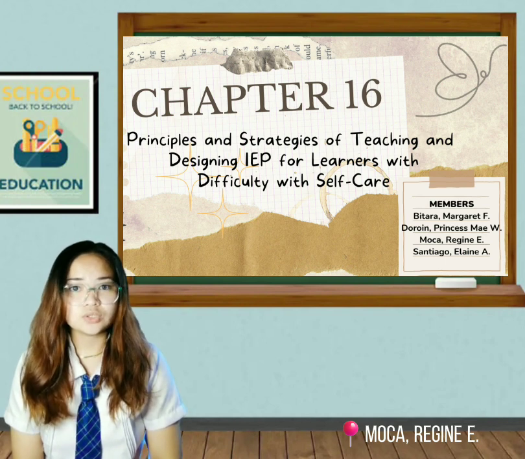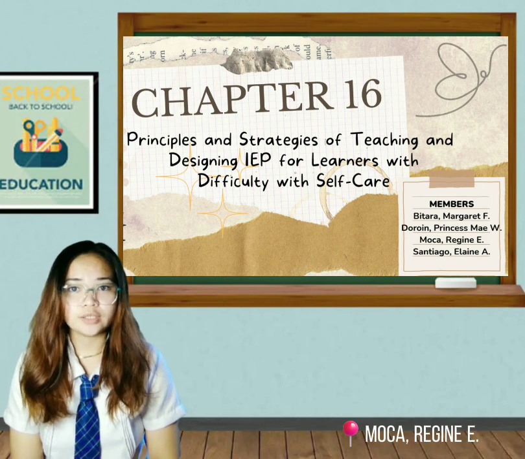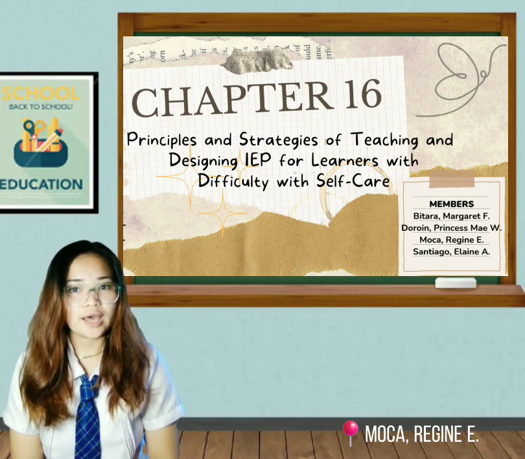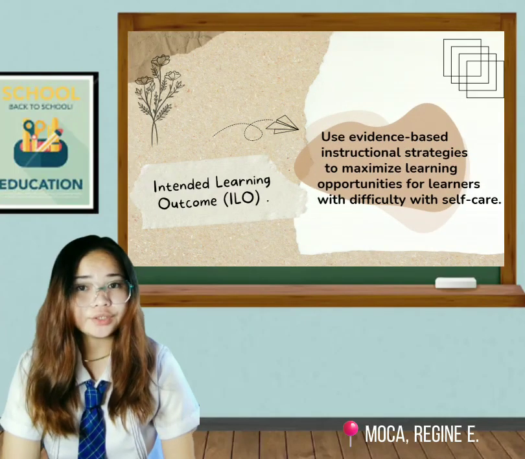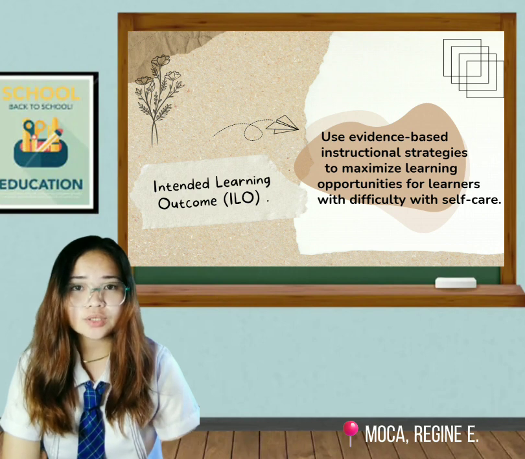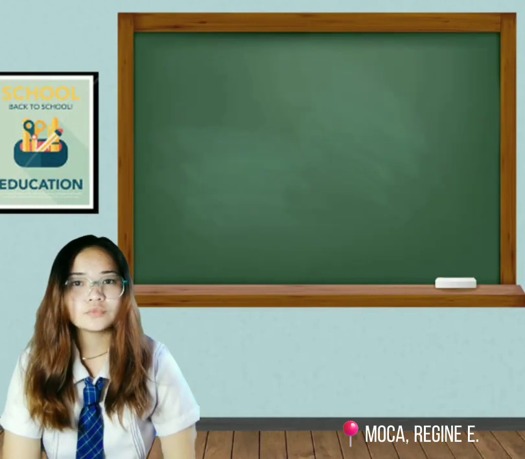Finally, it is important to ensure that the IEP goals are specific, measurable, and meaningful, and that students are given time to practice and receive feedback on their progress. Additionally, it is important to provide an environment that is safe and supportive, and to involve the student in the process of developing the IEP. Intended learning outcome: use evidence-based instructional strategies to maximize learning opportunities for learners with difficulty with self-care.